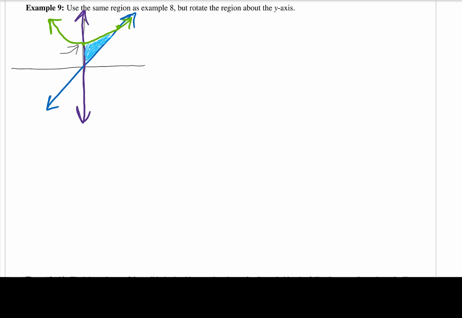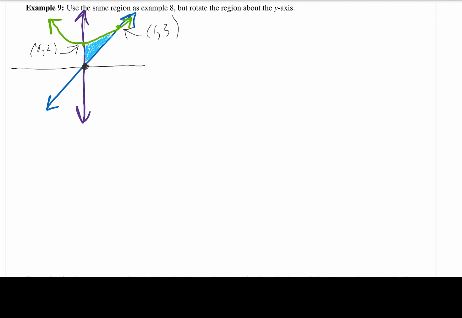This was supposed to be the point 0, 2. This was the point 1, 3. And then this was the origin right here. This black circle point. Okay.